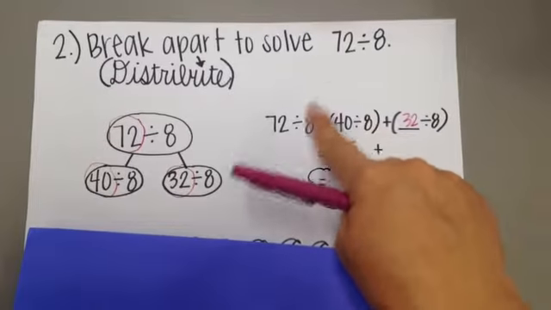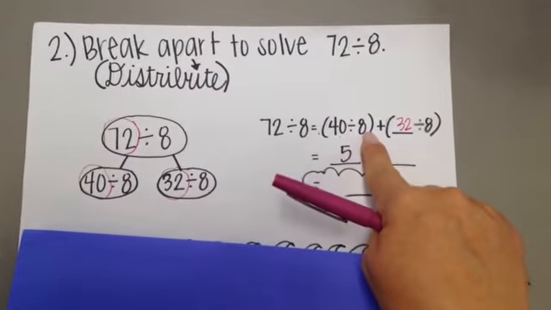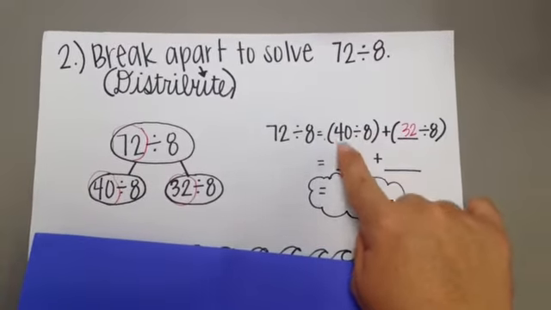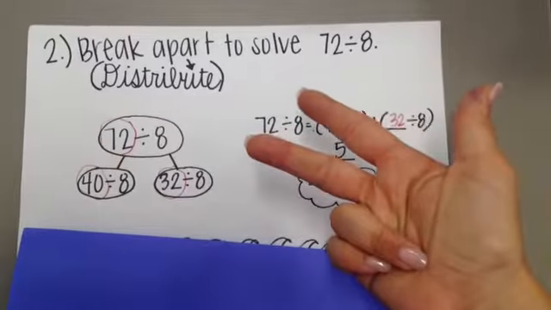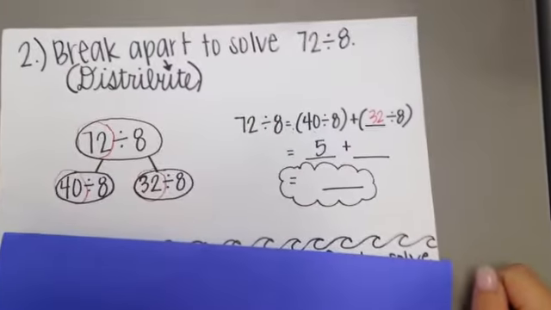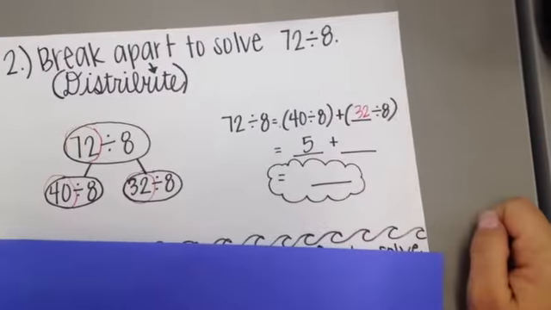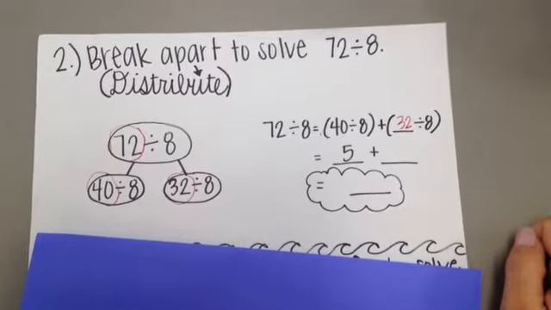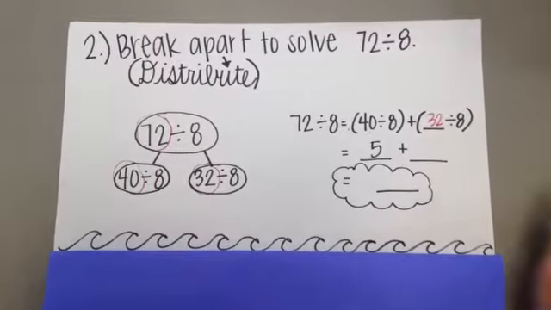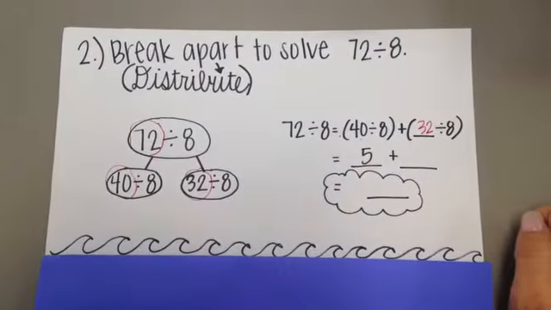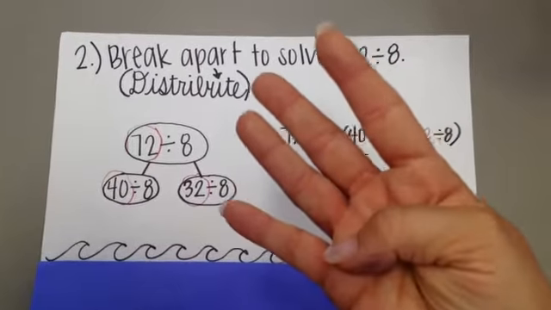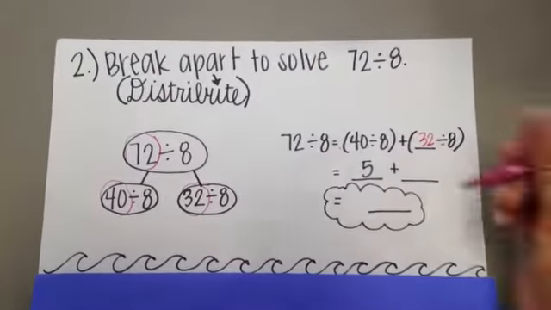Okay, and then parentheses means solve me. So 40 divided by 8, that's 5. And a way I could double check that is count by 8s to get to 40. 8, 16, 24, 32, and 40. Yep, I did get 5. I like to check my work. 32 divided by 8. I know I need to count by, what guys? What should I count by? Count by 8 to get to 32. Ready to do that with me? 8, 16, 24, 32. The answer is 4.